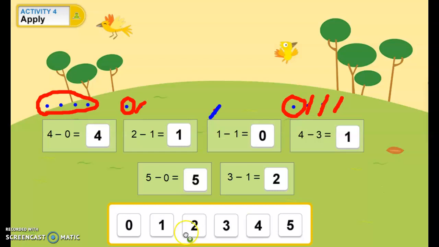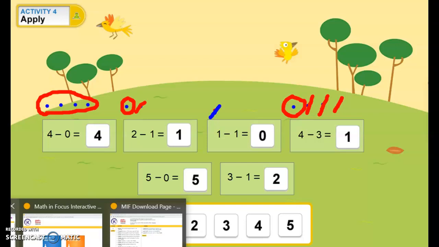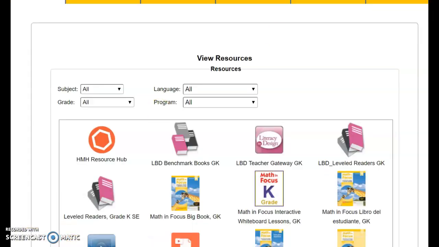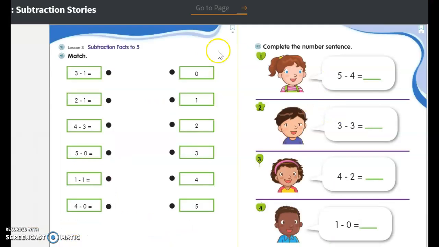All right, so now that we've done a little quick practice, you are going to go into your Seesaw, and you're going to see workbook pages that look like this, and you're just completing all of the subtraction facts to 5 by matching the number sentence to its answer, and then you're going to complete the number sentences here just like we did in this lesson.